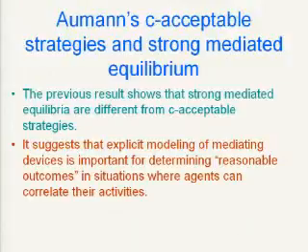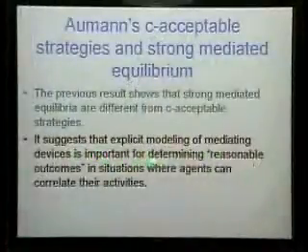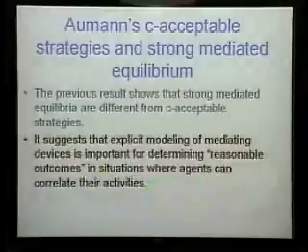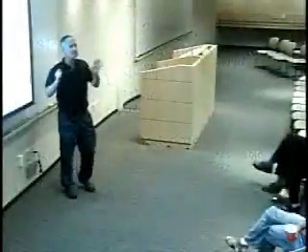So it suggests, and this was a long motivation, that explicit modeling of mediating devices is important for determining reasonable outcomes in situations where agents correlate their activities. It means we really need to be serious about these mediators and what they see. Mediators who were implicit in Aumer's C-acceptable.